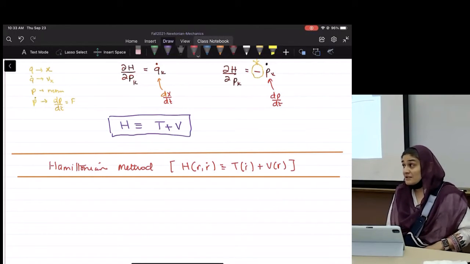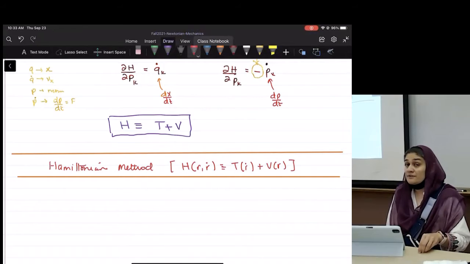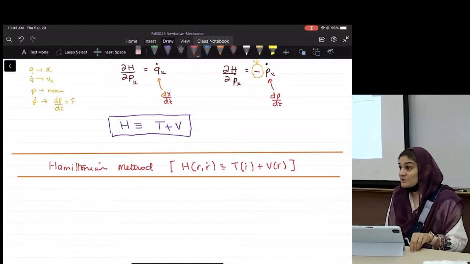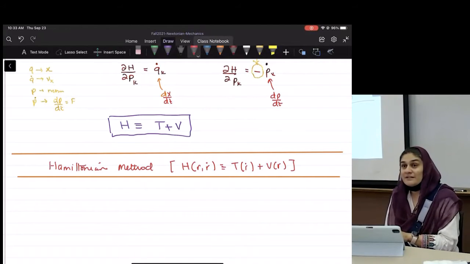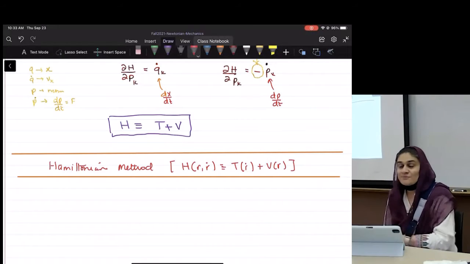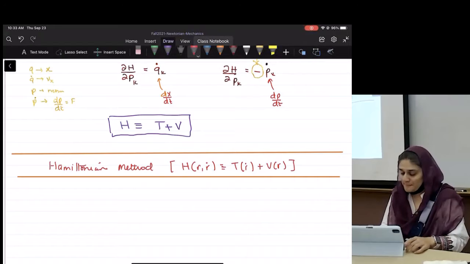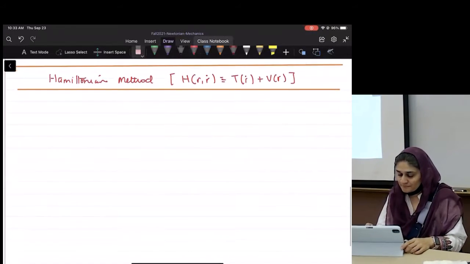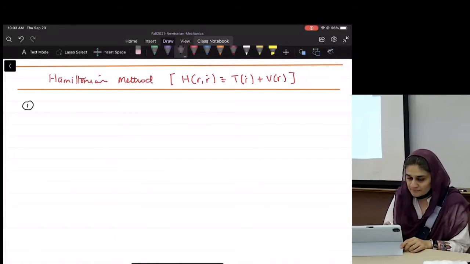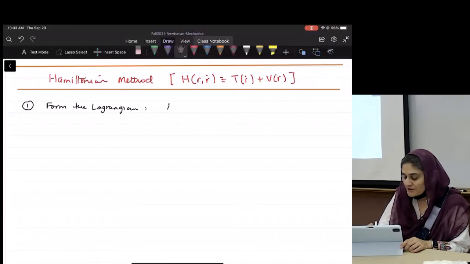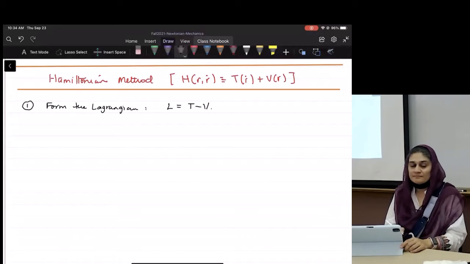means T will have what kind of terms? Velocity terms. And V will have what kind of terms? Position terms. Step number one: form the Lagrangian, which is L as a function of T minus V.